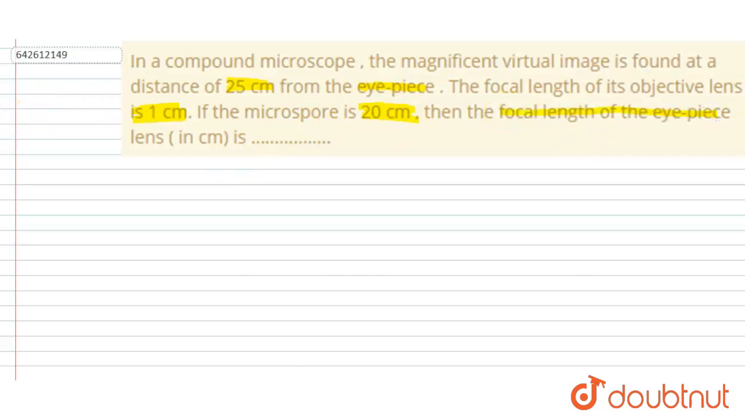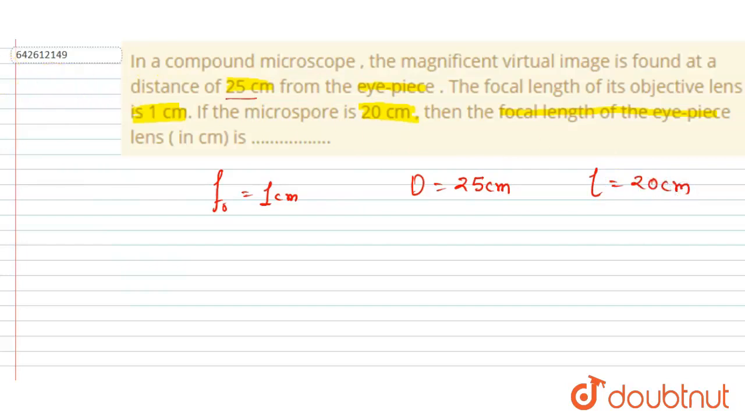So if you see here, it is given that the objective is having a focal length of 1 centimeter. So I will write here f_o is equal to 1 centimeter, and now the magnified image is forming at a distance of 25 centimeters. So capital D is equal to 25 centimeter I will write, and the length is 20 centimeter.